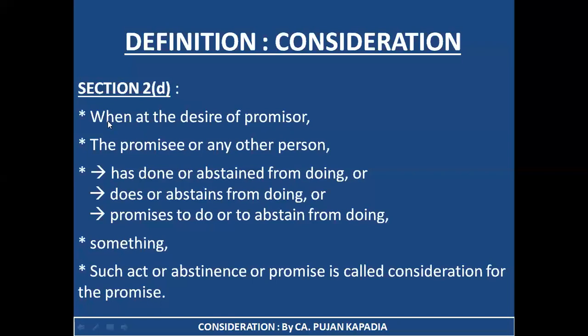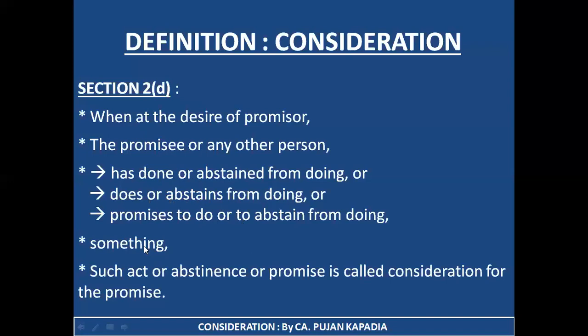So basically what is written over here? When at the desire of promisor, the promisee or any other person. Now there are three types which we are again going to see in the essential features: past tense, present tense and future tense. That is, he has done or abstained from doing anything, he does or abstains from doing anything, or he promises to do or to abstain from doing anything. That is, for doing or for not doing something. That is doing and abstaining from doing. It can be anything. Fine.